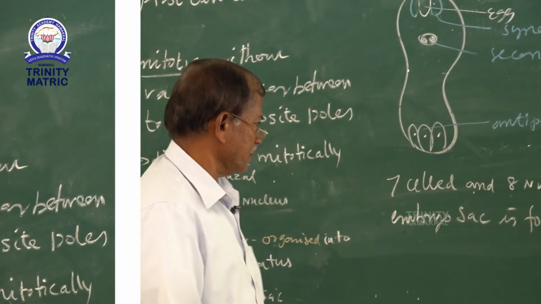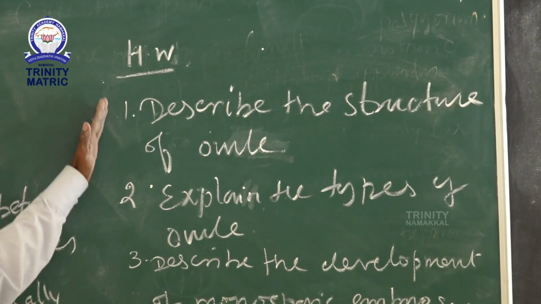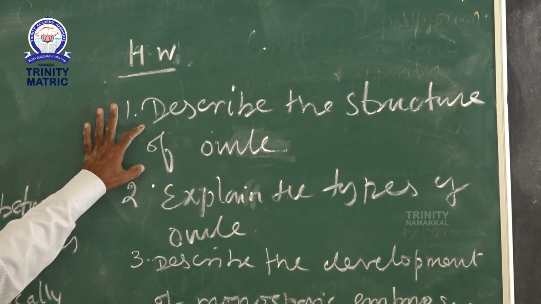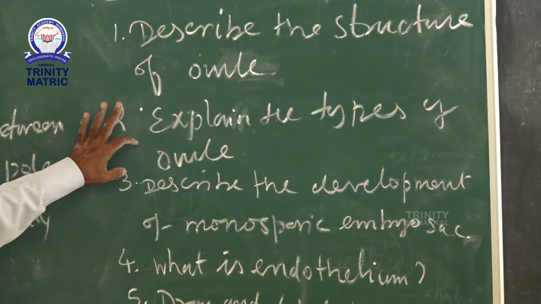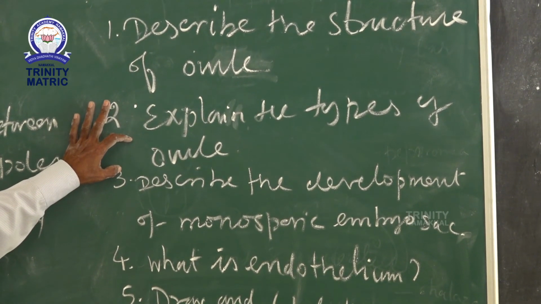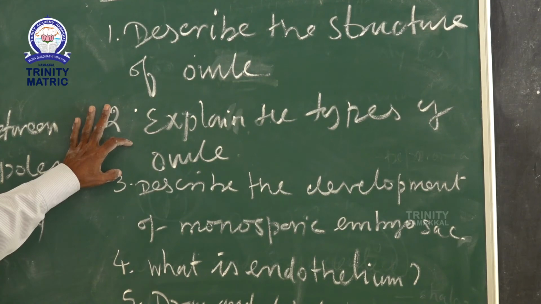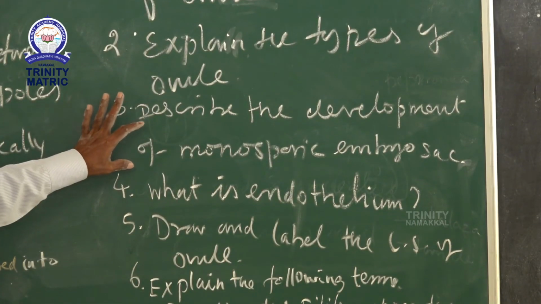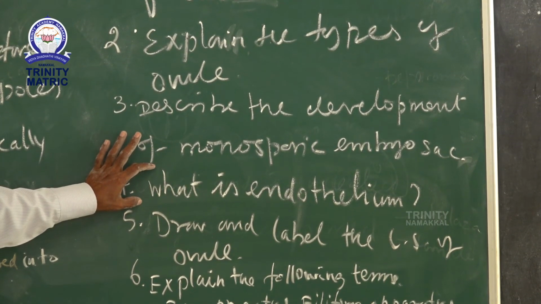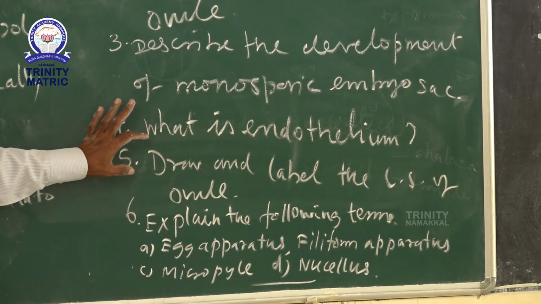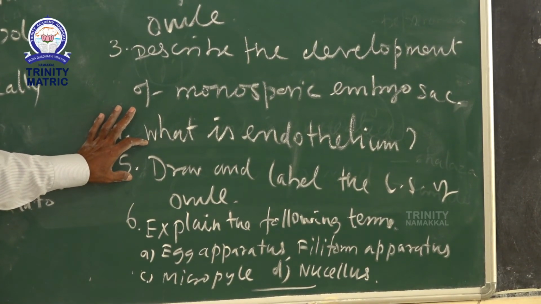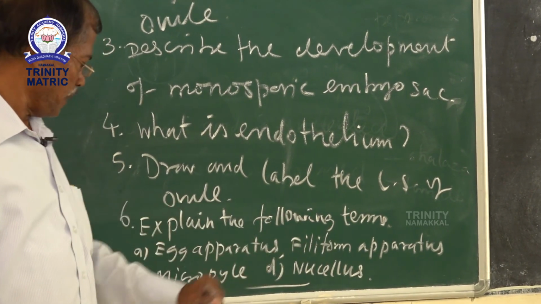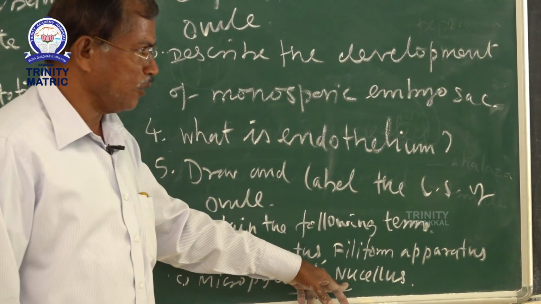Next, I will give some homework. Describe the structure of the ovule, a 5 mark question. Explain the types of ovule. At least explain under each heading, and draw a rough diagram. Describe the development of the monosporic embryo sac. What is endothelium? Draw and label the structure of the LS of ovule. Explain the following terms: egg apparatus, filiform apparatus, micropyle and nucellus.